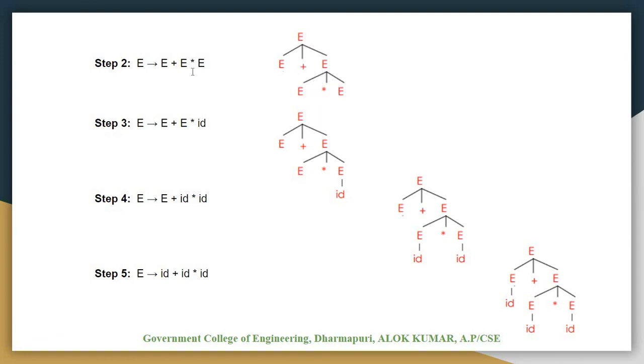After that, this E we are going to replace with id. Here we have replaced it with id. After that, this E we are going to replace with id. Just you can see here. After that, this E we have replaced with id. So this one is the parse tree, and we have made it with the help of rightmost derivation.